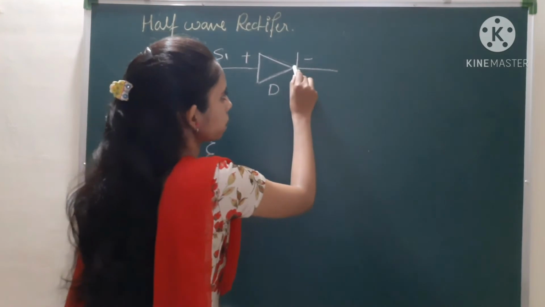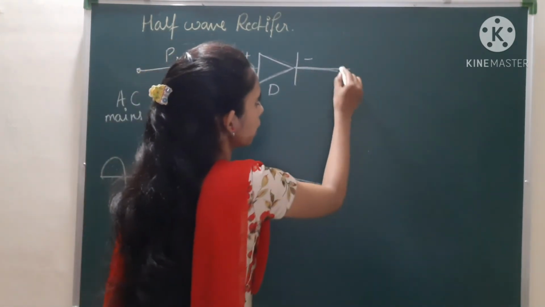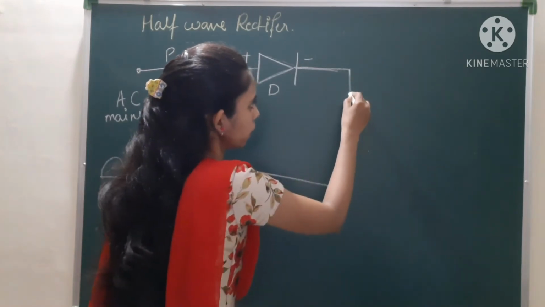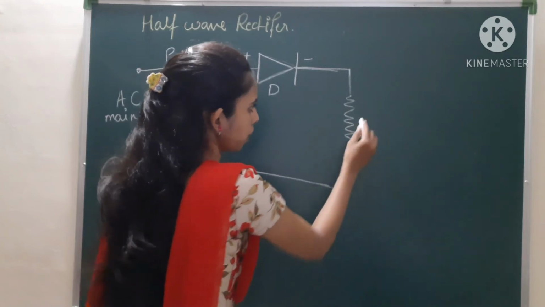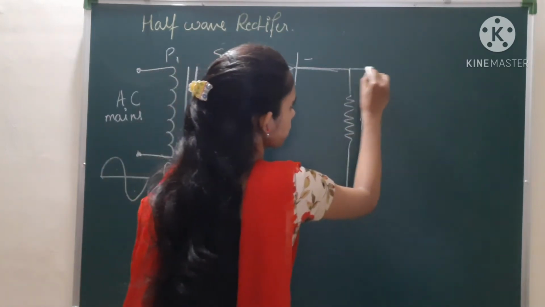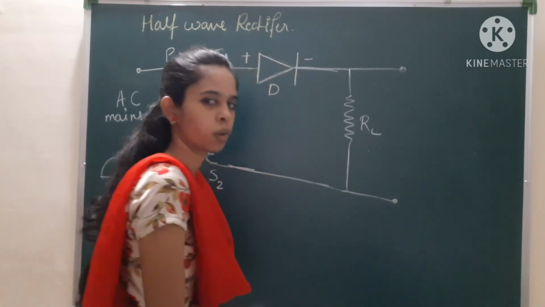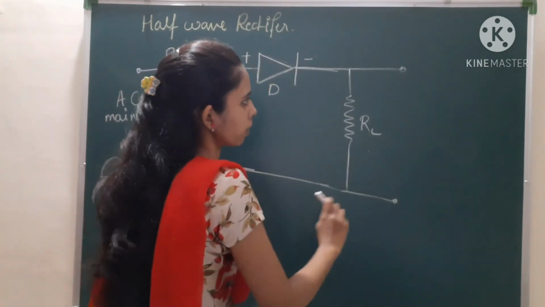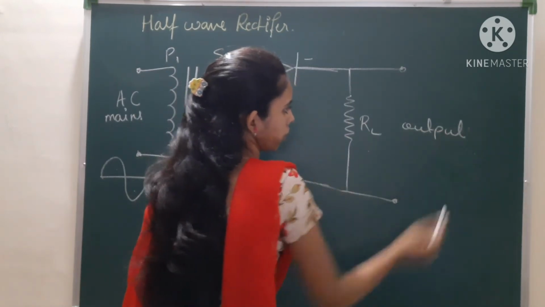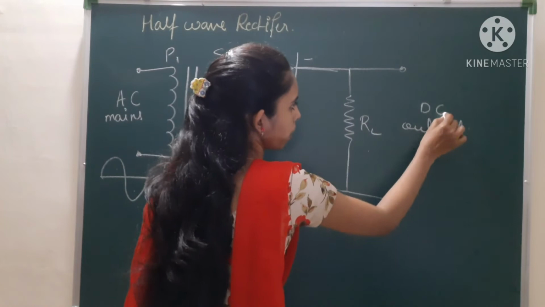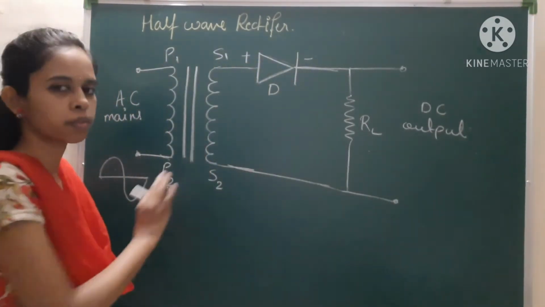Okay, this diode and this terminal is then connected to a load resistance. Okay, this is the load resistance, and we get an output across this load resistance. Here you will get output. And which type of output will you get? You will get a DC output. Now let us see the working of this circuit diagram.